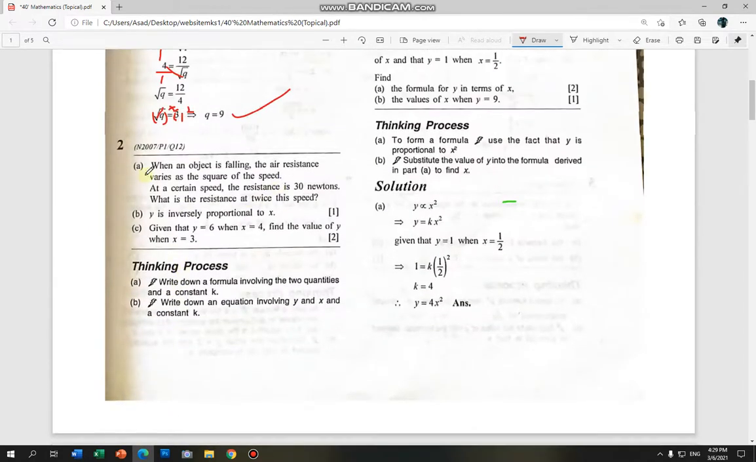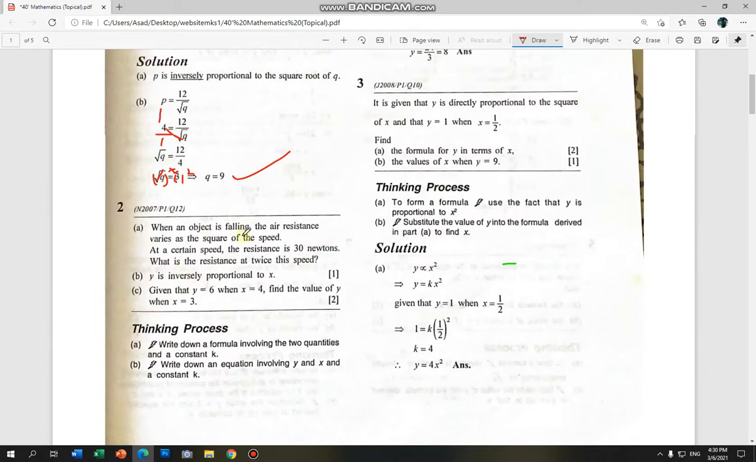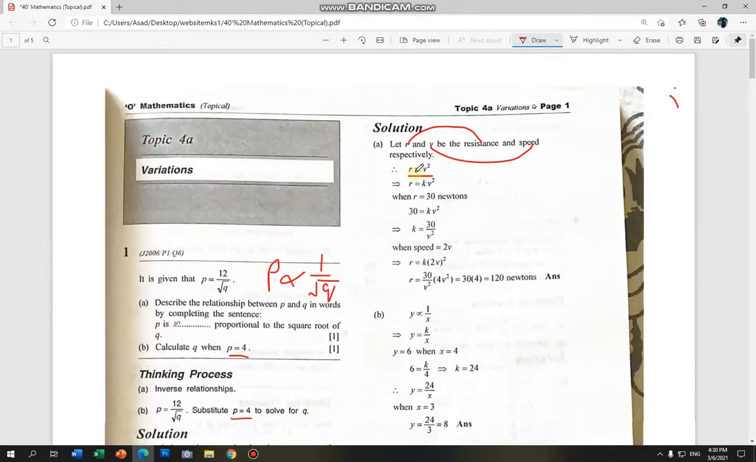The next question, when an object is falling, the air resistance varies as the square of the speed. Now here R is directly proportional to V square, because R and V: R is the resistance and V is the speed. And here it is given that it varies as the square of the speed. It means that it is a directly proportional variation. We remove the proportionality sign, it is equal to R is equal to K V square.